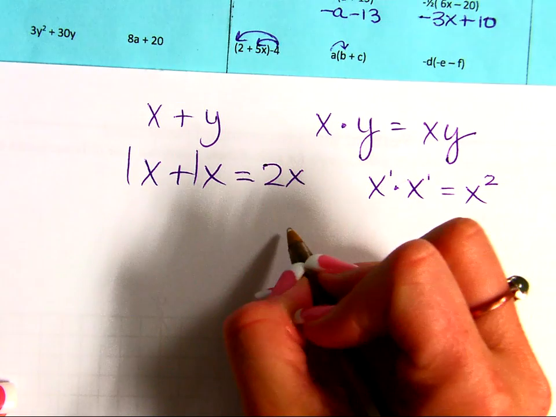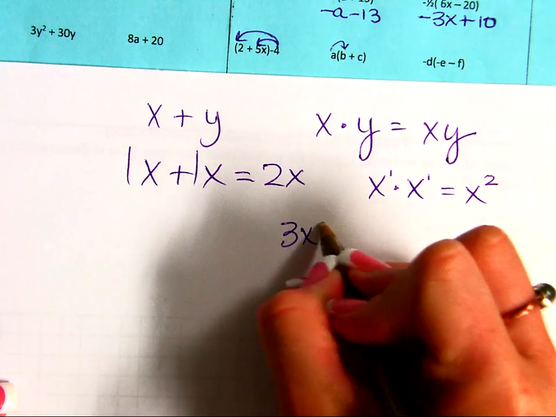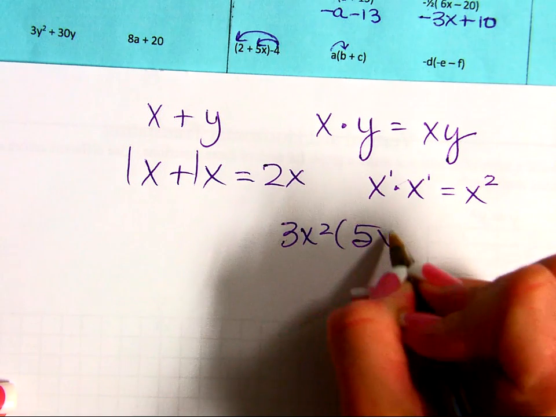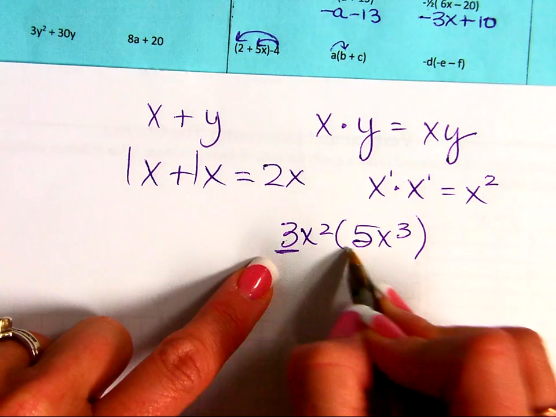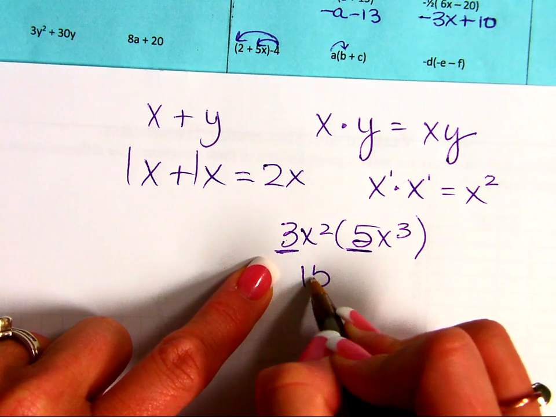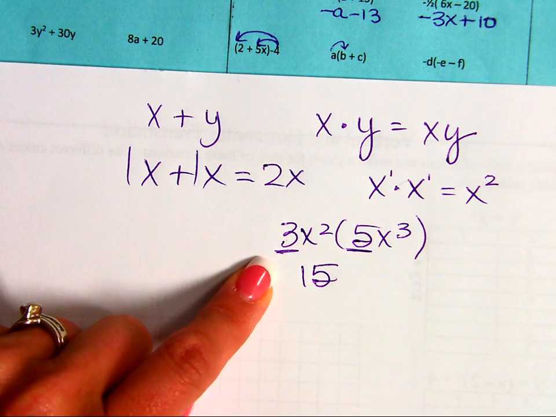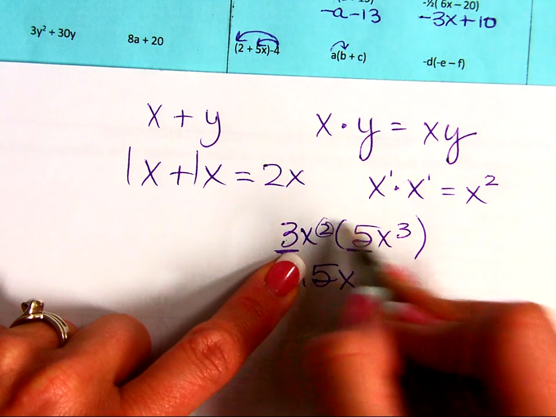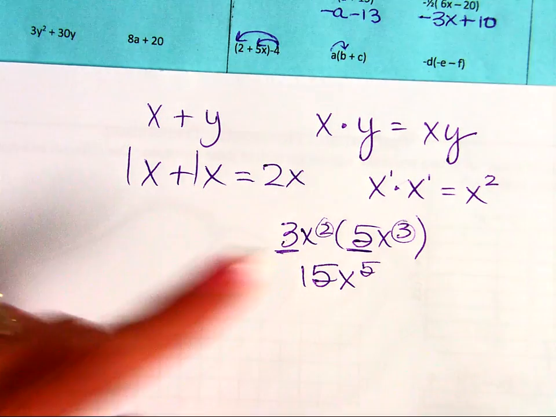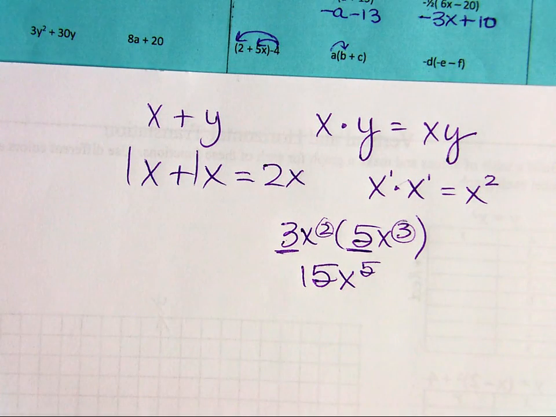Do you remember last year doing like 3x squared times 5x cubed? So you multiply the 3 times the 5, which is 15. This is chapter 8. And then keep the base, which is an x, and add the exponents. Okay, if you remember that, great. You're going to see it for like 1 in here.